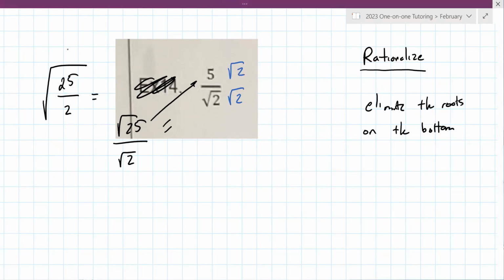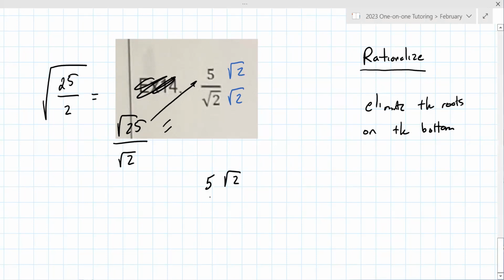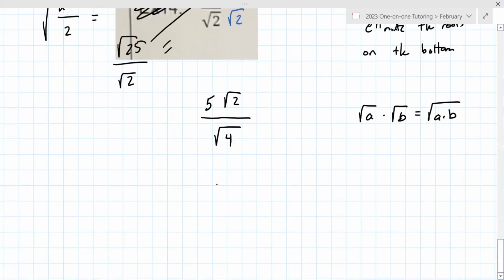So in the numerator here, it becomes 5 times the square root of 2, but on the bottom, it's now the square root of 4. The basis for that is the square root of a times the square root of b is the square root of a times b. So now, what is the square root of 4? 2. So this becomes 5 square root of 2 over 2.